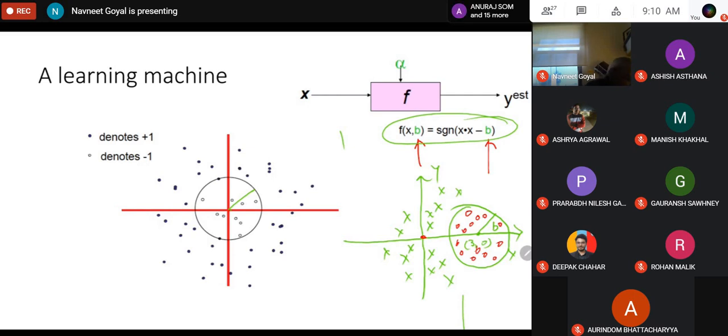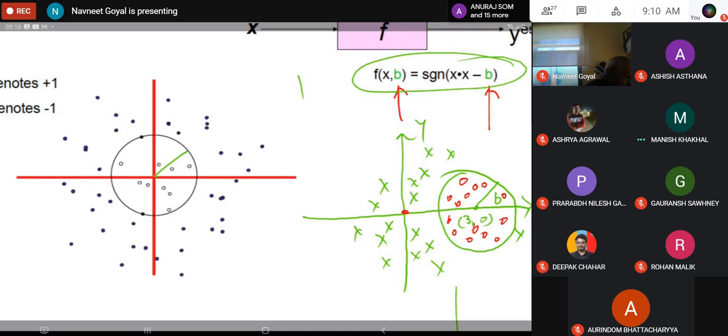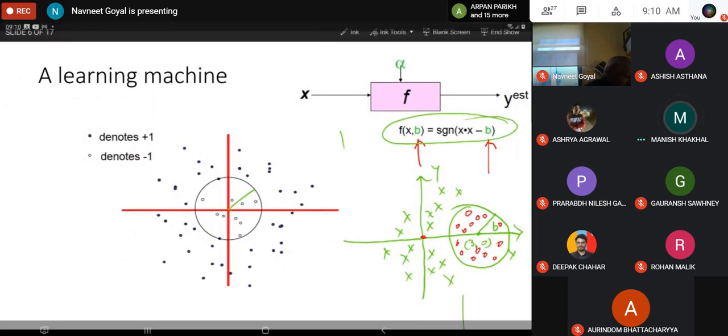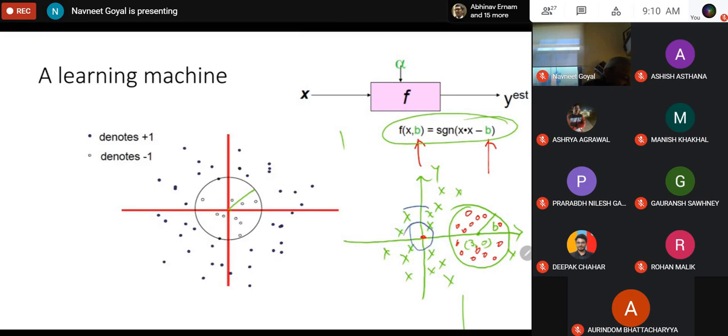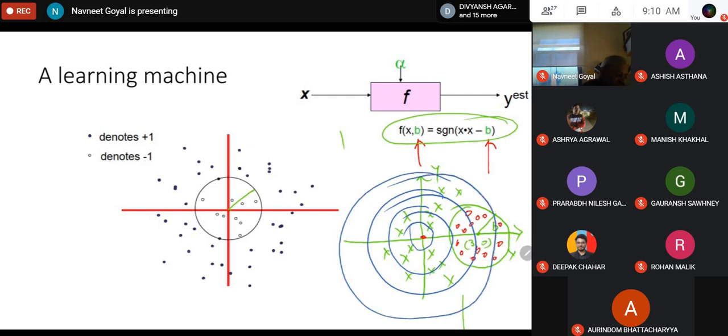No, sir. Yeah, so let me take a blue color. Whatever the radius, whether it is this one, or this one, or this one, or even a bigger one, you are able to see that this data I cannot fit using this model.